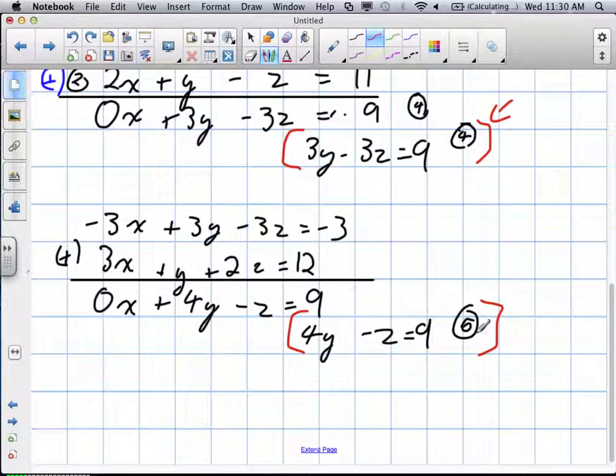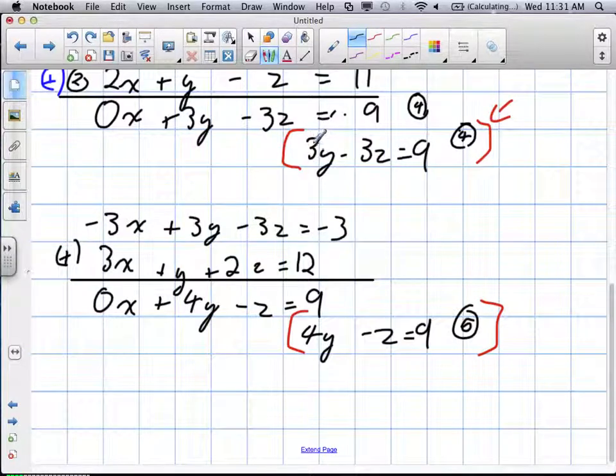We've gotten rid of our x's out of our systems of equations. We now have 2 equations left. Same idea, I want to get rid of another variable. So we're going to focus on equations 4 and 5, and we're going to combine these two to get rid of another variable. So I'm going to multiply.